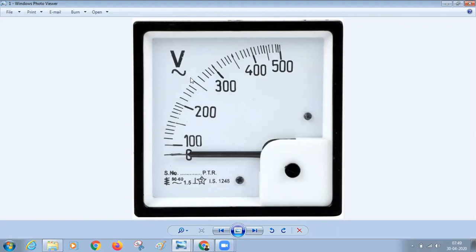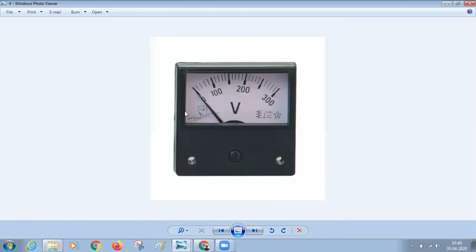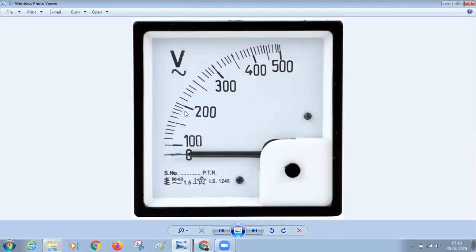Hello everyone. Have you ever seen such a type of meter, which was shown here? I think you would have seen all these types of meters in your laboratory, right? Have you ever observed the symbols which are given on this meter? What is the meaning of these symbols on the meter? Let us discuss the importance of these symbols on the meters.